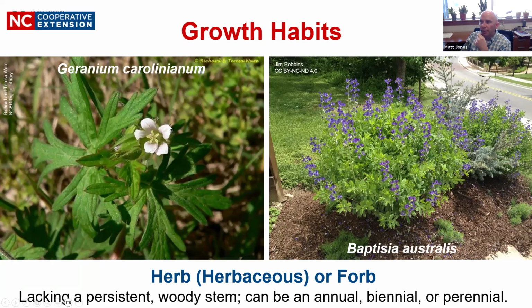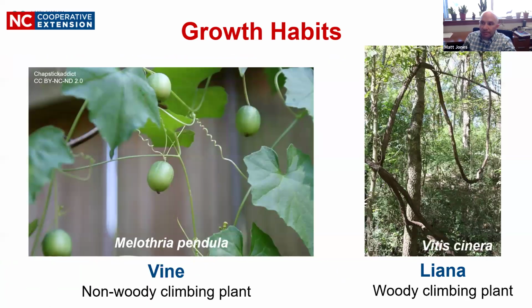Like here's this Carolina geranium. Here's Baptisia, fabulous native plant that pollinators love. And then another type of growth habit that can be non-woody or woody are vines. And a vine can be either a herbaceous vine that dies back during the cold season, or if it persists and is woody, it is more technically described usually as a liana.